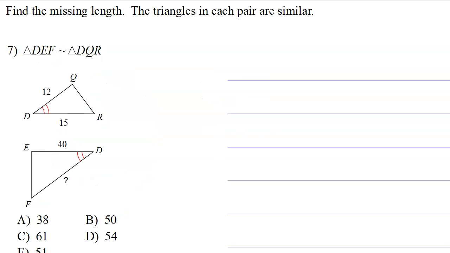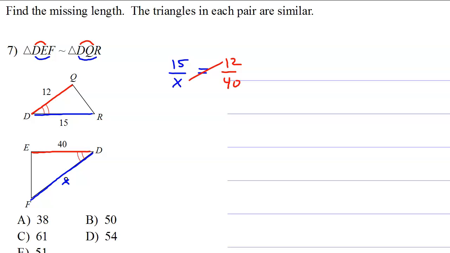Next problem, number 7. Similar idea here. So DEF, so let's see what numbers we have. It looks like my question mark, my x, which is DF, is going to go with DR. So those two go together. So little over big. And then my DQ, Dairy Queen, DQ goes with DE. So there's my 12 and my 40.